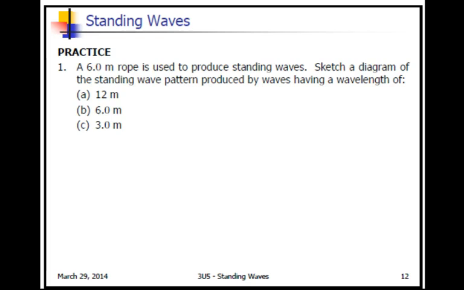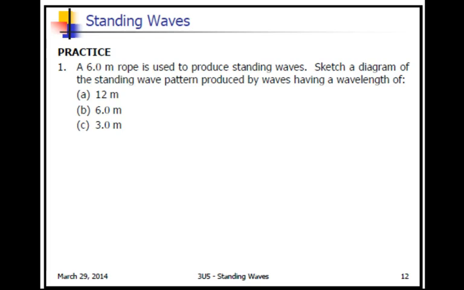So the entire standing wave pattern would be a single loop. For the second case, B, divide that by 2 and you have 3 meters. So that's our half wavelength, that's our loop.